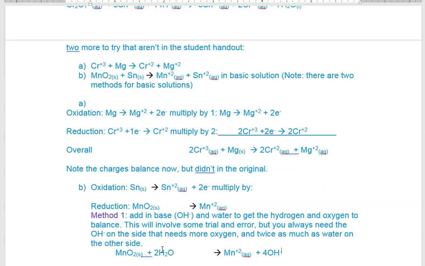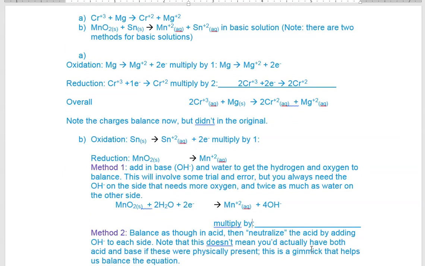Now we need to look at our charges. So this side's neutral, nice and easy. This side we have +2 and -4, so a total of -2 on this side. So to balance that out, we need some negatives on the other side. So the only thing we can add in to balance out our charges is those electrons. So we've got 2 electrons that we're going to add to this side. So now we can see we've got 2 electrons here, 2 electrons here. So we don't actually need to multiply. We can say we multiply by 1 and multiply by 1.